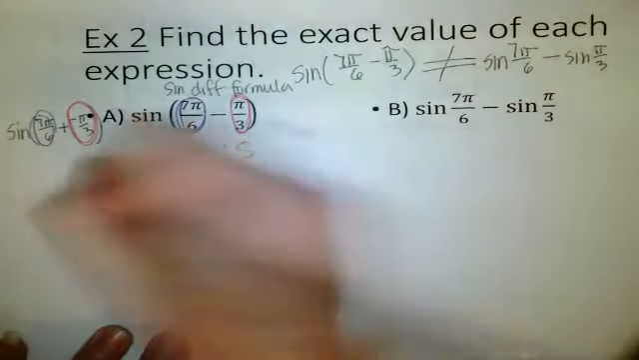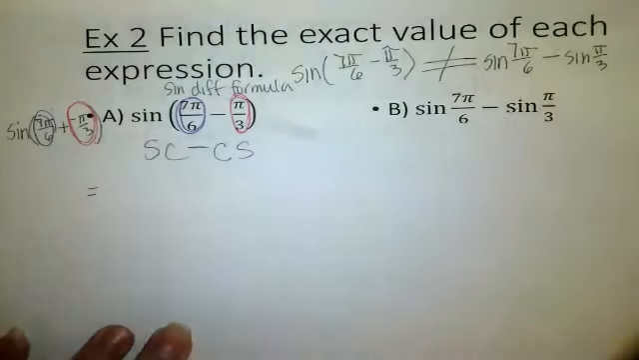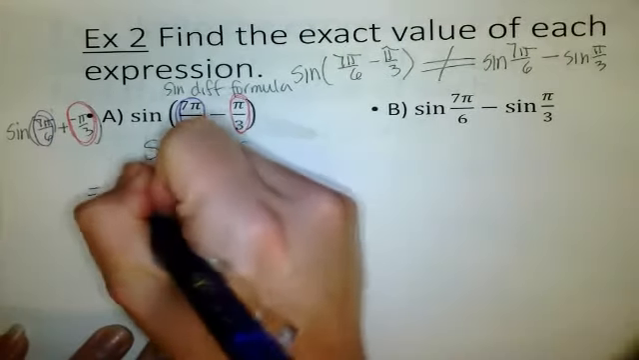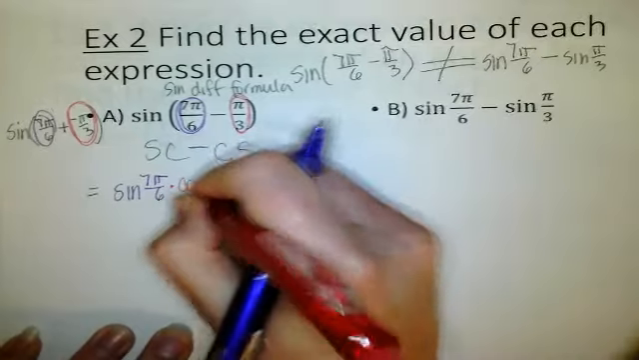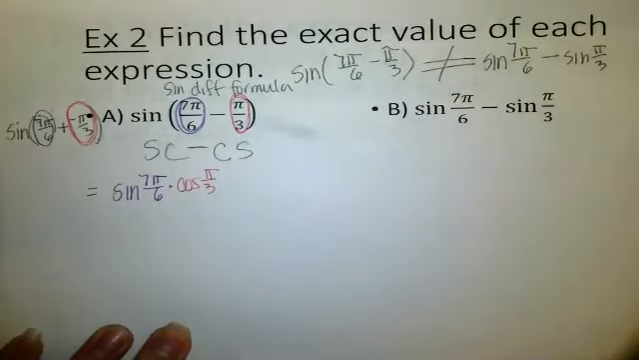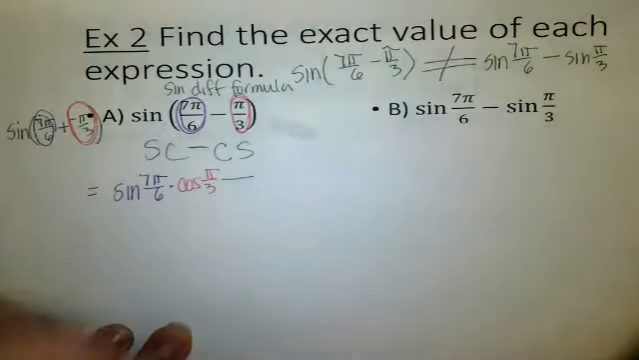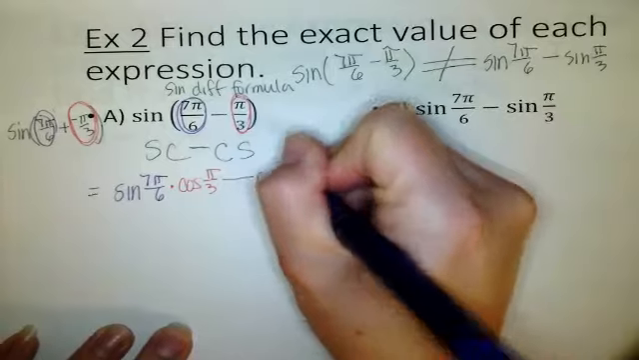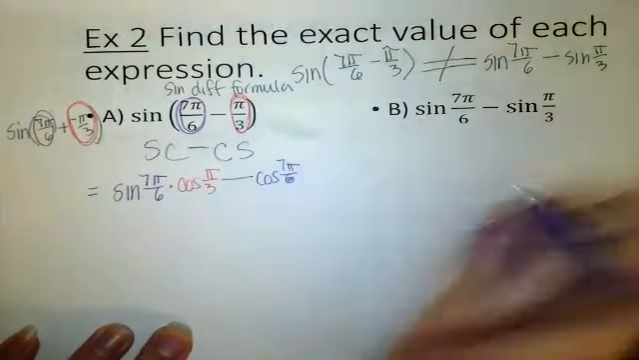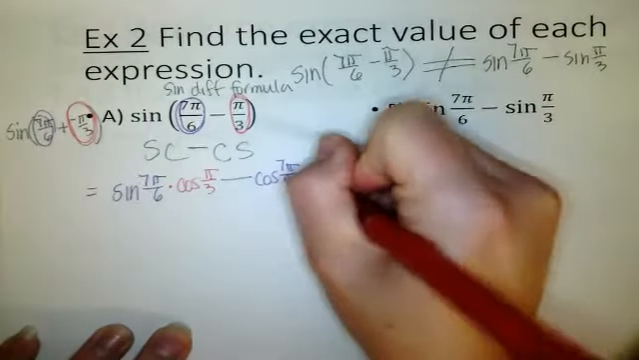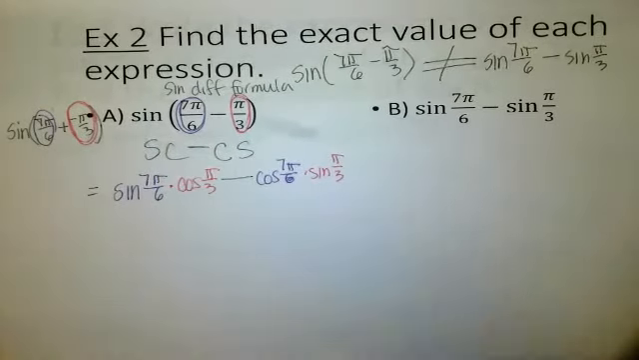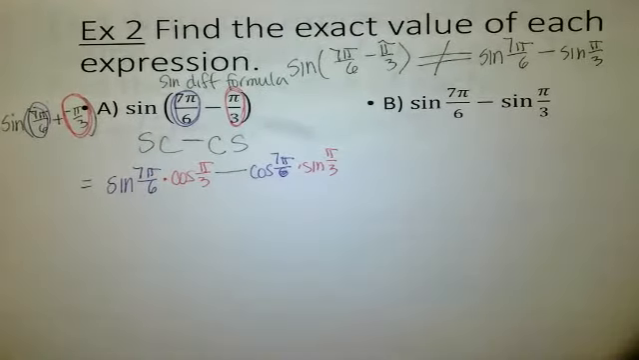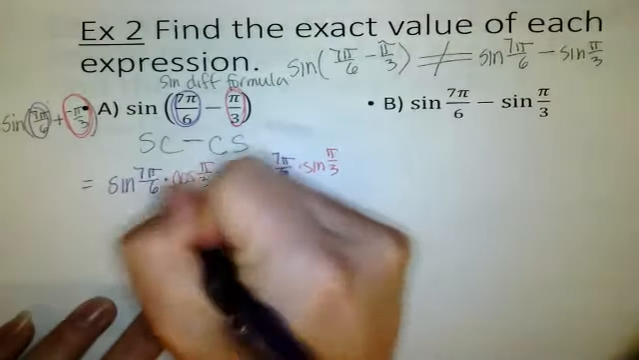All right. So to expand this is going to be sine of the first thing times cosine of the second thing, minus cosine of the first thing times sine of the second thing. Please write it out. Okay, I know you don't want to.